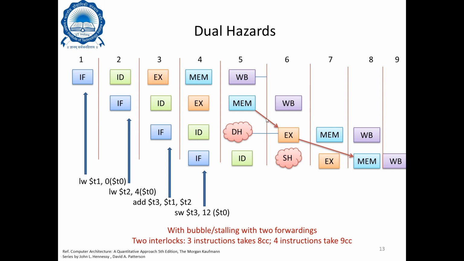So you see that we are employing 2 forwardings here, one for this and a second for this, and with these 2 forwardings we have been able to complete 3 instructions in 8 clock cycles and 4 instructions in 9 clock cycles, but we have 2 interlocks with 4 instructions. Also, one thing you note here is that you have 2 different types of hazards, therefore we call this dual hazards. One is the data hazard type, the second is the structural hazard type.